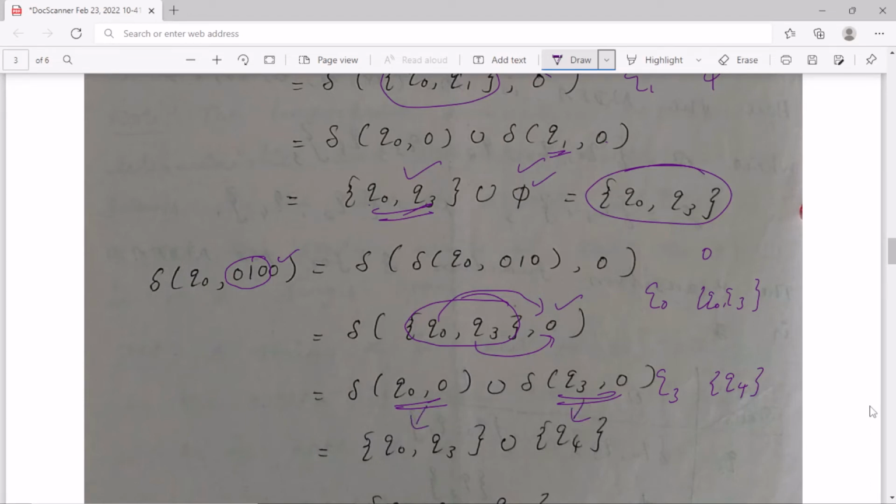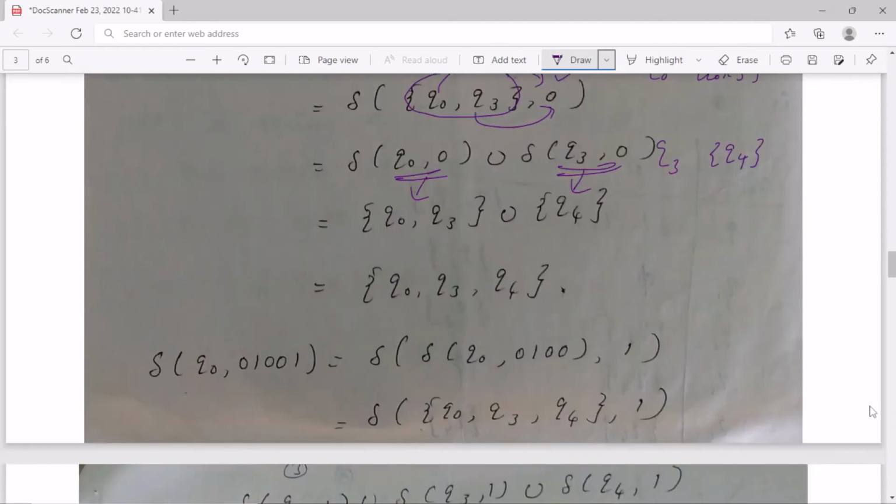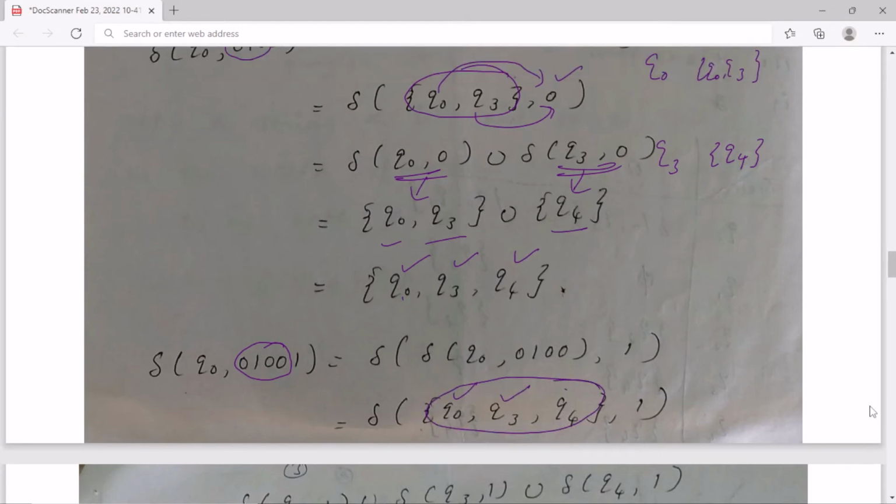Here we have two possible states, that is Q3 and Q0. So if you write it as a union you can write Q0, Q3 and Q4. So this is in order Q0, Q3, Q4. We have three sets of possible states after reading the first four input symbols, okay. So you may be either at Q0 or Q3 or Q4. Now after reading the first four symbols of the given string, we are at these three states.